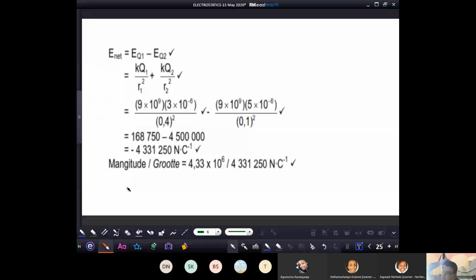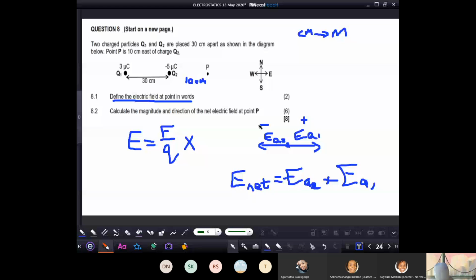What does the negative mean? It means that the net field will be going in the negative direction, so it will be going to the left-hand side. That's very important just to remind yourself. So it's going left, that's what the negative is. So the net field is in that direction, E net. Any questions, guys? Remember, the negative means you're going to the left.